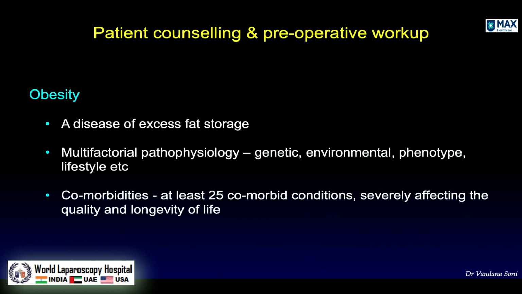Obesity is a disease of excessive fat storage. It is multifactorial. Pathophysiology includes a genetic predisposition. Over the years, humankind has faced long durations of famine, and so the survival genes are the ones which were thrifty. Though we all carry those genes, some of us are more predisposed to storing excessive fat and therefore gaining weight.